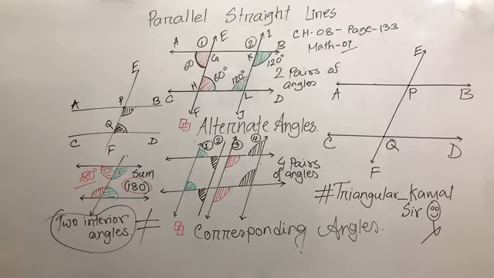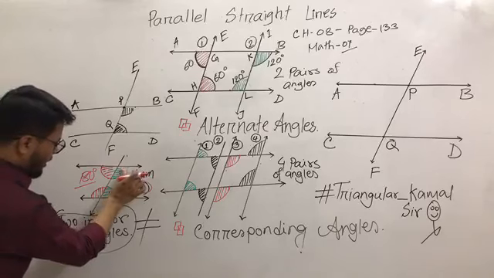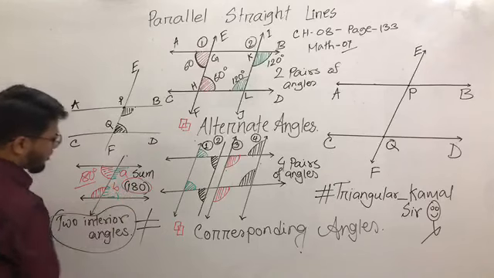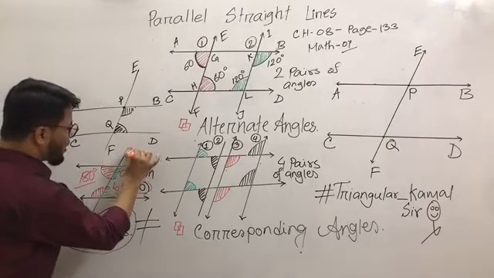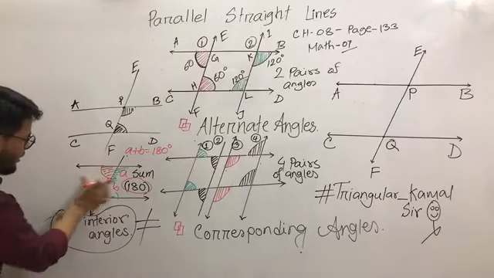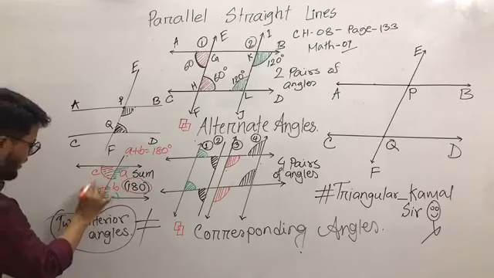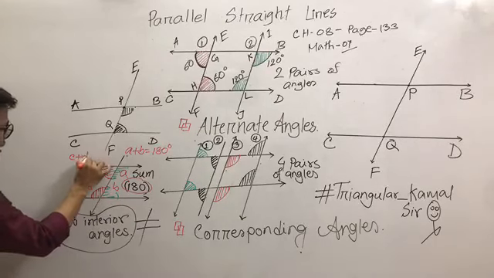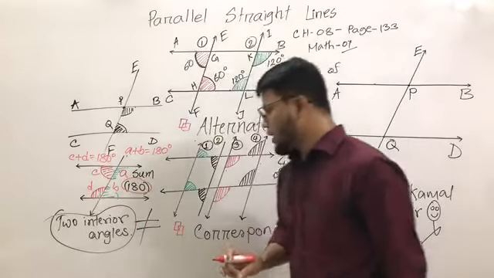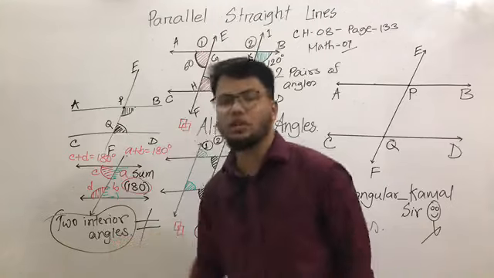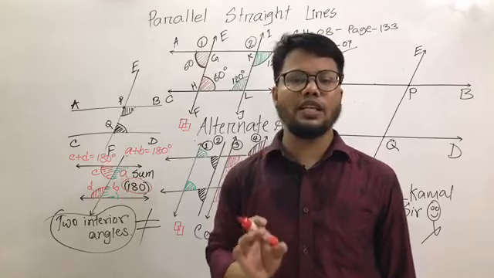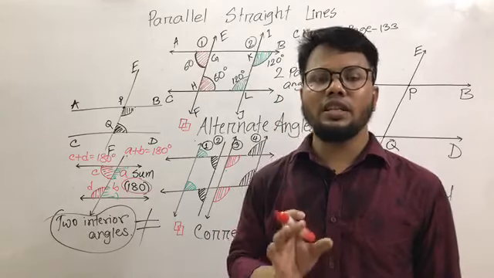If we think here, the green color angle is A and this angle is B. So what is the formula? A plus B is always 180 degrees. And if this angle is C and this angle is D, then C plus D is always 180 degrees. So what is the formula now? We can conclude that the sum of two interior angles is 180 degrees. So my dear students, I think this concept is very clear to you. Please let me know in the comments if you have more questions.